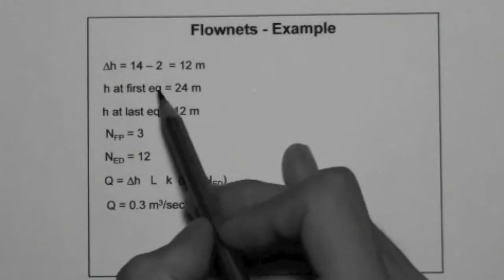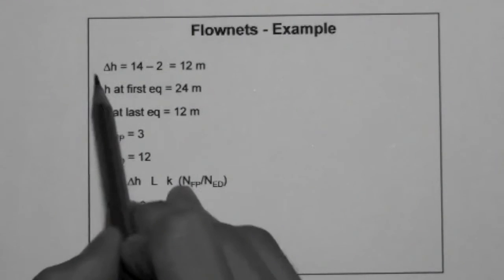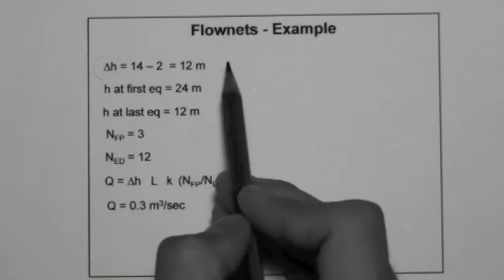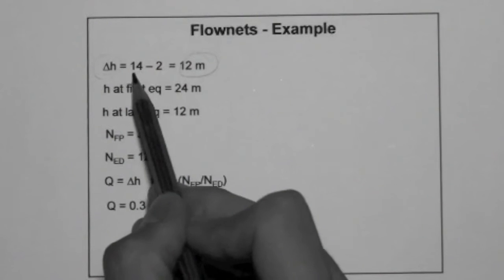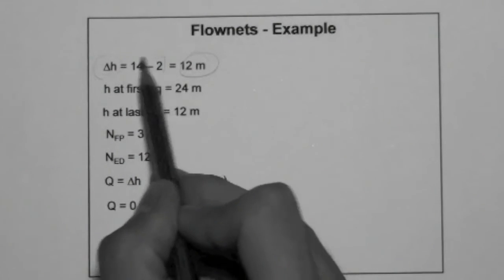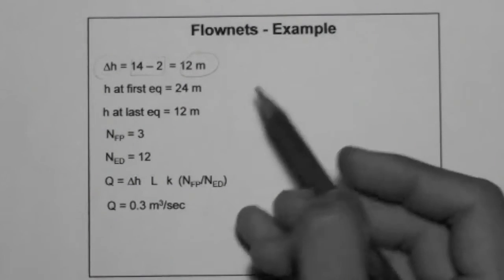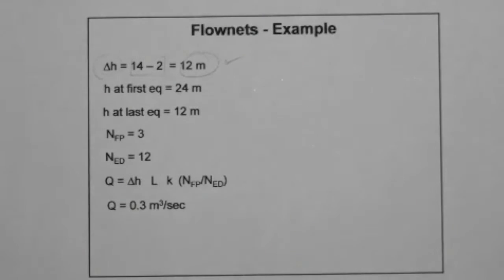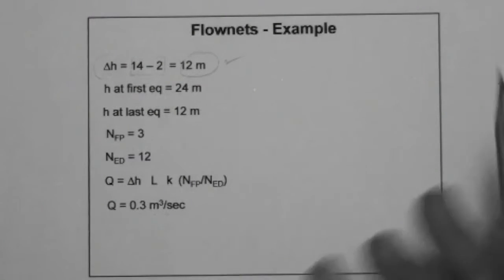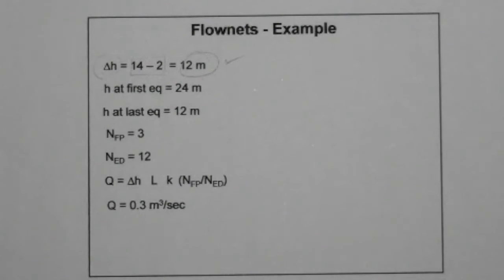Okay? The delta H, as we said before, is 12 meters. Now here it says 14 minus 2. How did we get that? Well, 12 meters is correct. We said the head at the first equipotential line minus the head at the last equipotential line is the delta H. That's the most appropriate, correct, kind of a fundamental way to determine it.